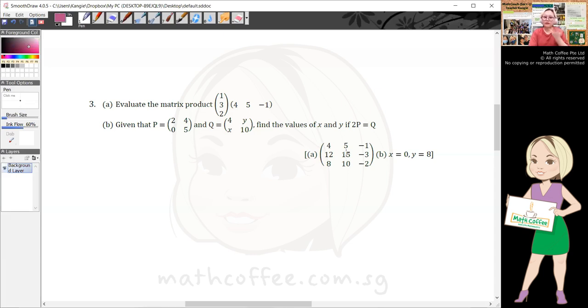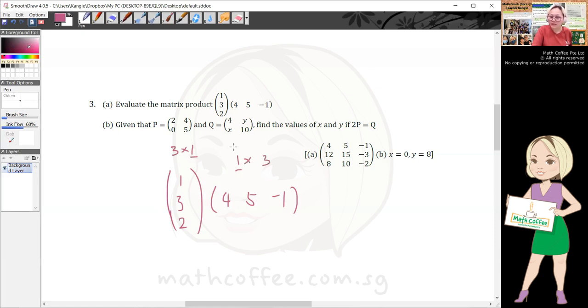Okay, question 3. They say evaluate the matrix. So same thing. Okay, write out first: 1, 3, 2, then 4, 5, minus 1. So this is how many rows? 3 rows. So this is a 3 by 1. This is 1 row, so it's a 1 by 3.